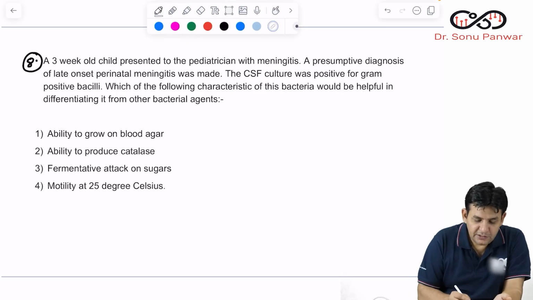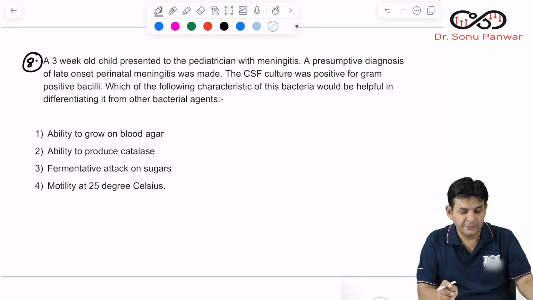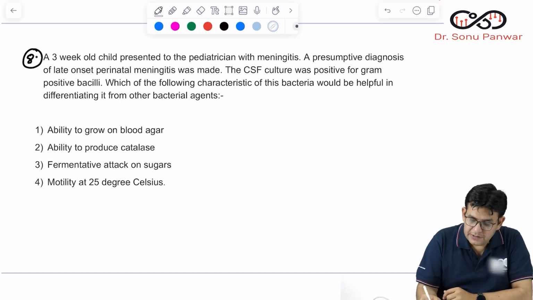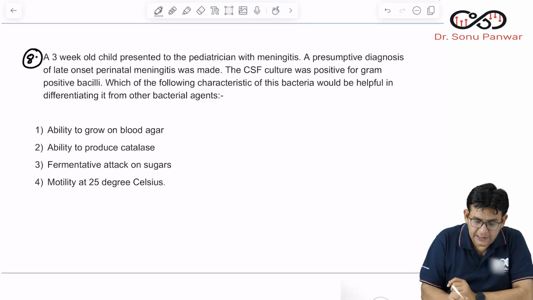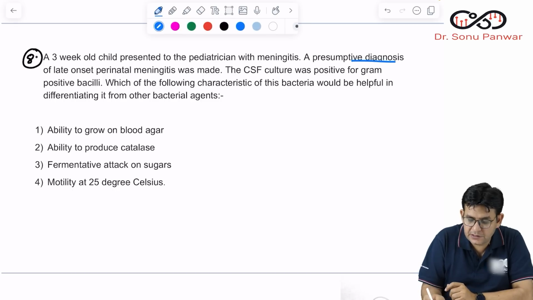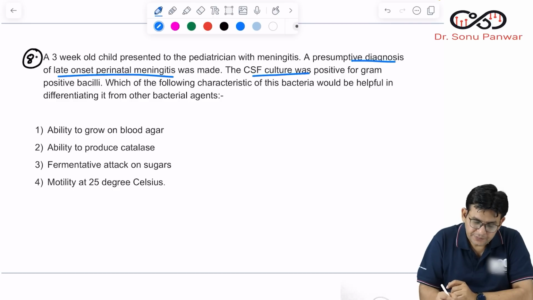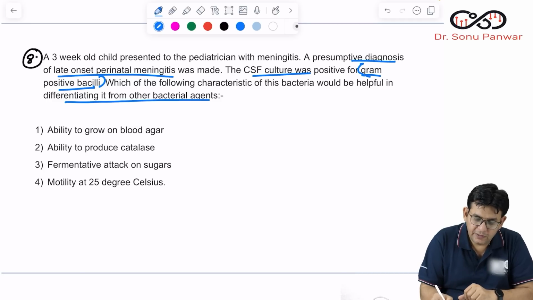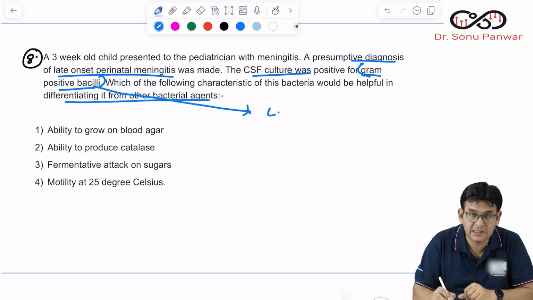Now talking about this 8th question, a 3-week-old child presented to the pediatrician with meningitis. A presumptive diagnosis is made of late onset perinatal meningitis, and the CSF culture was positive for gram-positive bacilli. Which of the following characteristics of this bacteria would be helpful in differentiating it from other bacterial agents? So, guys, the question itself is talking about gram-positive bacilli. Which likely organism causes meningitis? The answer is Listeria.